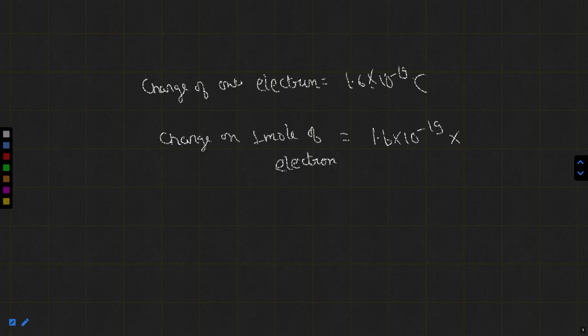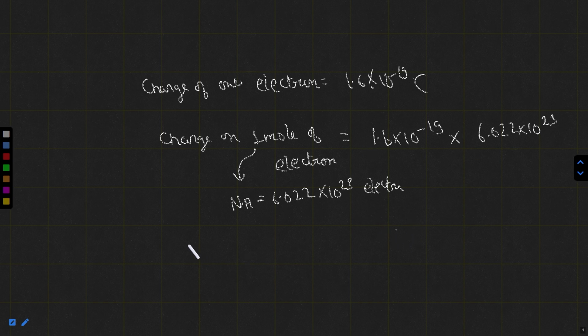And you know what the count of electrons in 1 mole is? That would be equal to Na. And Na is 6.022 into 10 to the power 23 per mole, or in this case, electrons. So this is the Avogadro constant. So we will simply multiply with this value to get our charge on 1 mole of electrons.